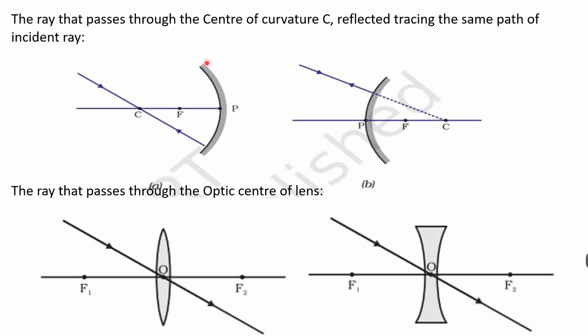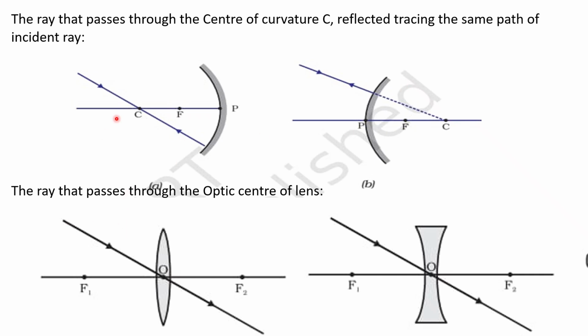The ray that passes through the center of curvature C is reflected tracing the same path as the incident ray. See this concave mirror. The incident ray falls like this through the center of curvature. The reflected ray is also tracing the same path. That's why we give this arrow. See, in the case of a convex mirror, the incident ray is directed towards the center of curvature. On reflecting, the ray traces the same path as the incident ray.